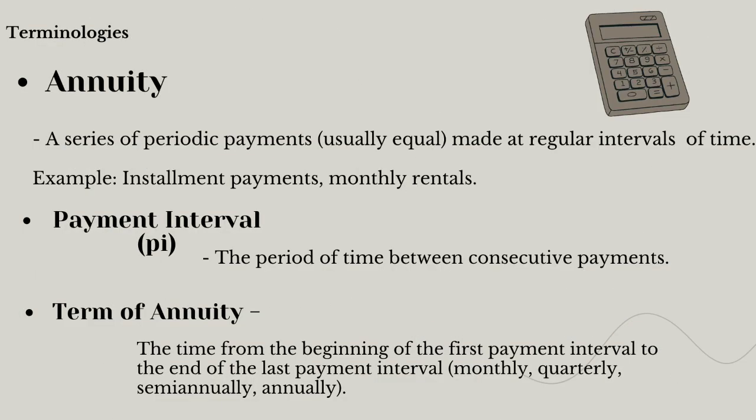For our second topic, let's discuss ordinary annuity. But first, let me define what an annuity is. It is a series of periodic payments, usually equal and made at regular intervals of time. For example, installment payments and monthly rents. Payment interval or PI is the period of time between consecutive payments. Term of annuity is the time from the beginning of the first payment interval to the end of the last payment interval, which is monthly, quarterly, semi-annually, and annually.